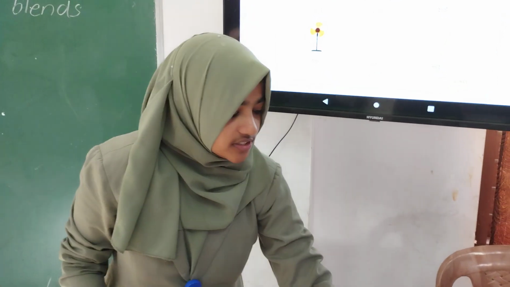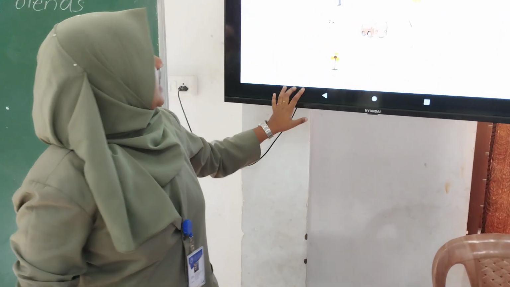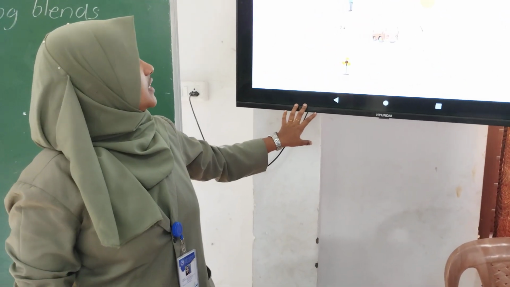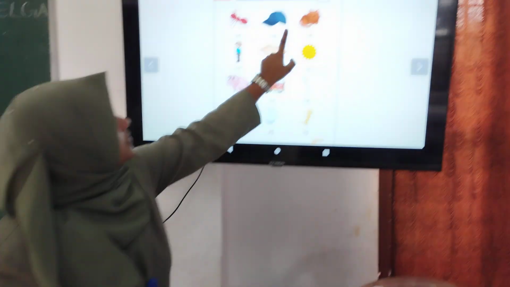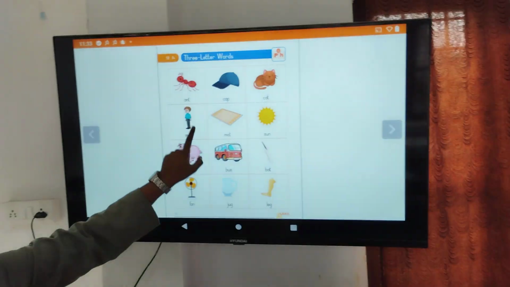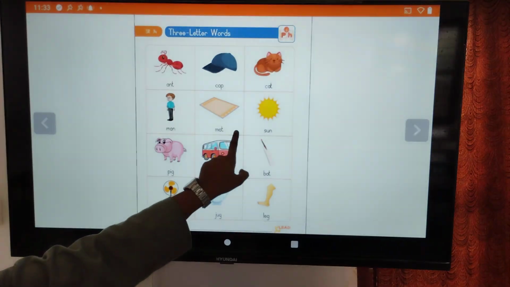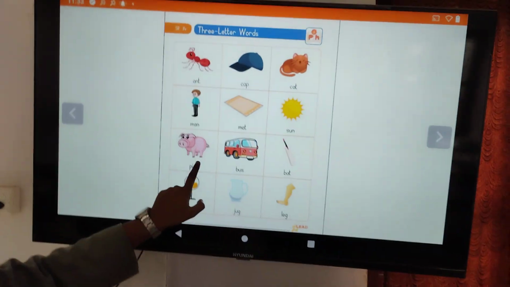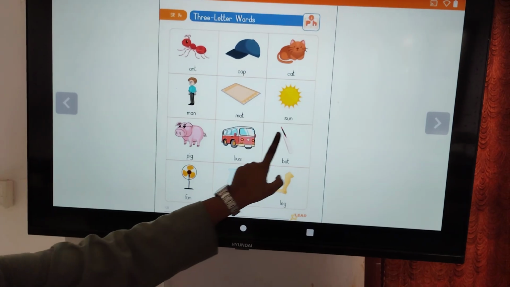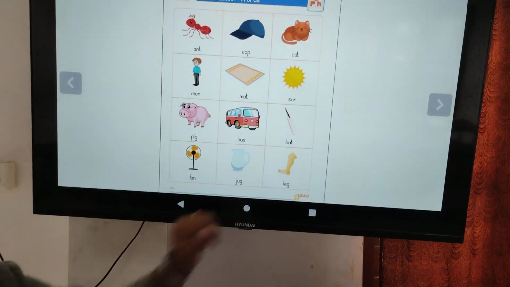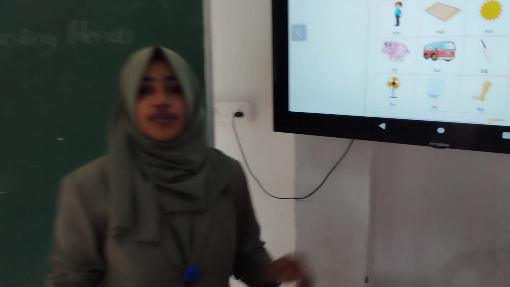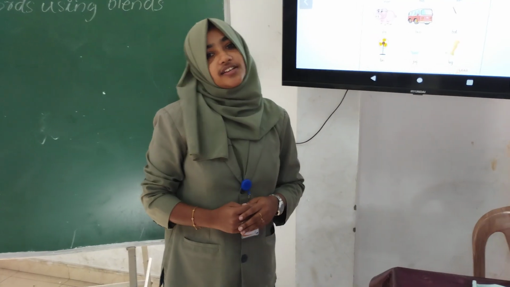So, this is for today's class. And now we can read the words from this book. And, cap, cat, man, mat, sun, peg, bus, bat, fan, jug, leg. So, this is for today's class and we can see you tomorrow.